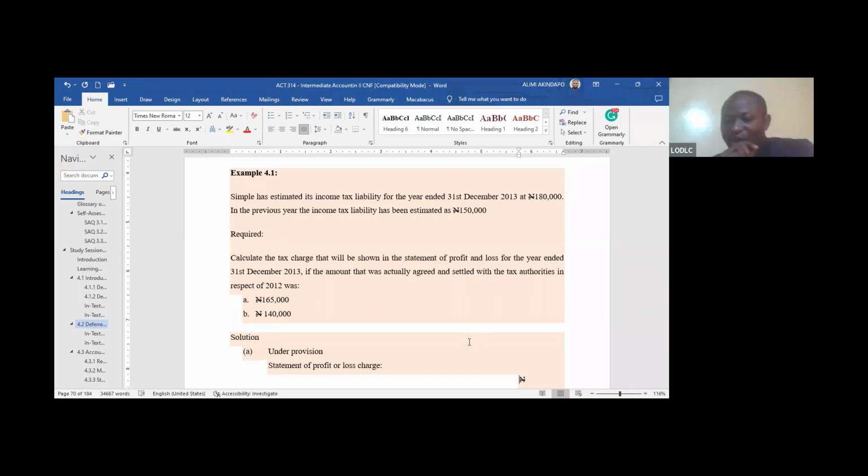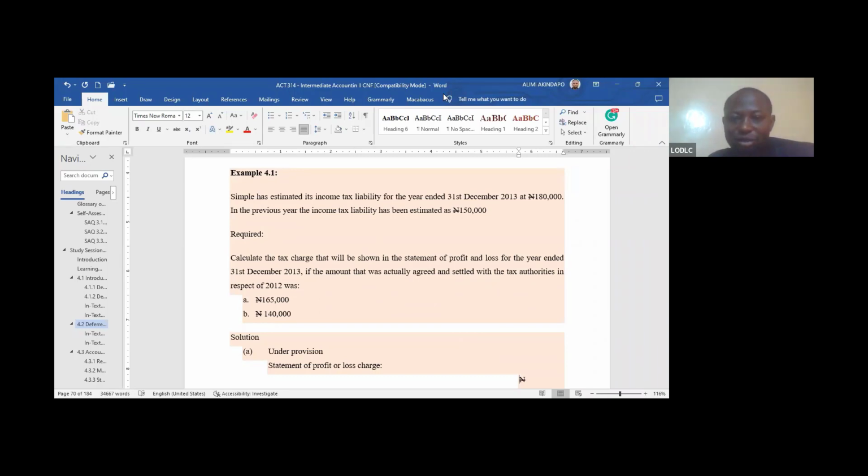So for the 165,000, if you look at what was agreed with the tax authority to be paid in 2013 and what the estimated value is, you discover that what was agreed is less than what the estimation is. That shows that we have under provision. What was agreed is less than the estimated value. We have what is referred to as under estimation, and that will be recorded on the statement of profit or loss and other comprehensive income. Do you understand?